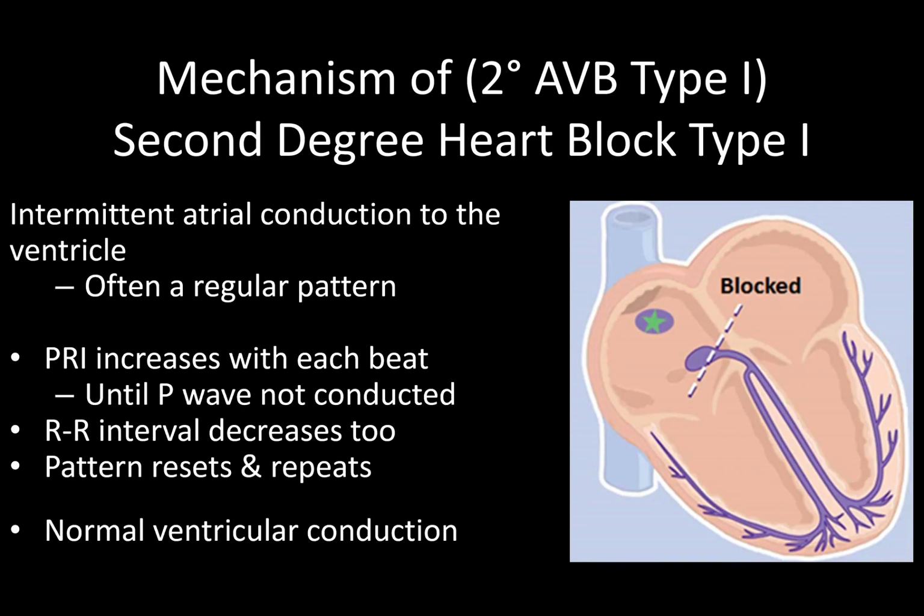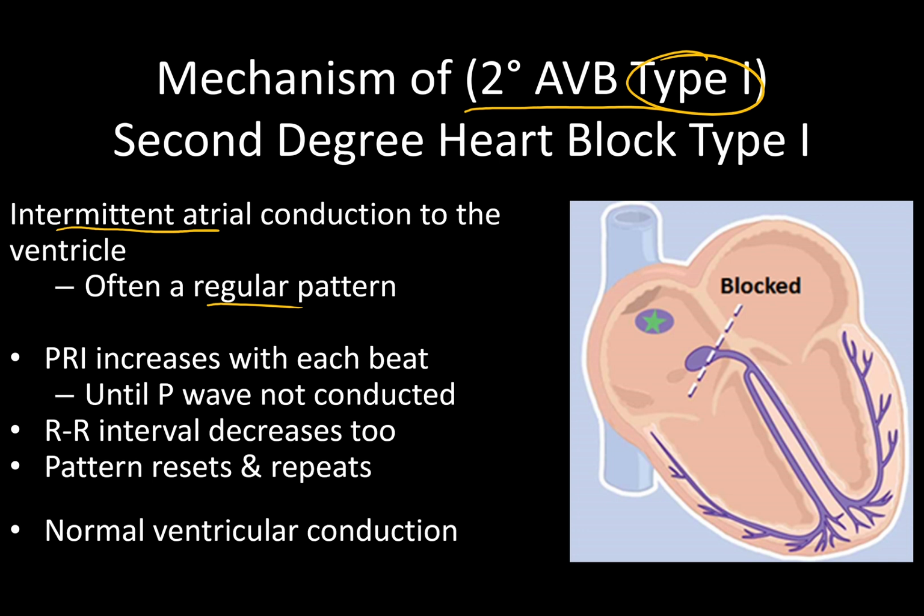Mechanism, second degree heart block type 1, also known as second degree AVB type 1. What makes this one unique is the intermittent atrial conduction to the ventricle. With a first degree block, the P wave will always create a QRS. With second degrees, some of those P waves just don't get conducted through. Now, with type 1, you usually see a pretty regular pattern that winds up occurring, something pretty predictable. Not always, but oftentimes.